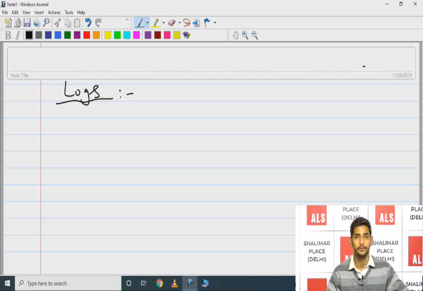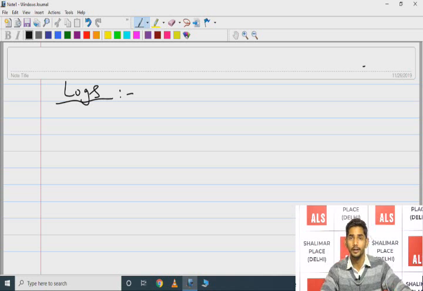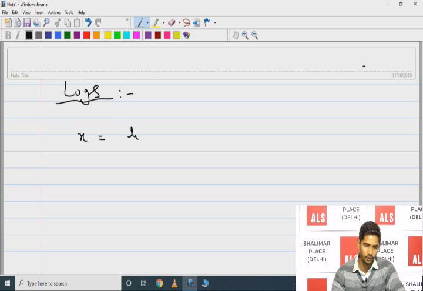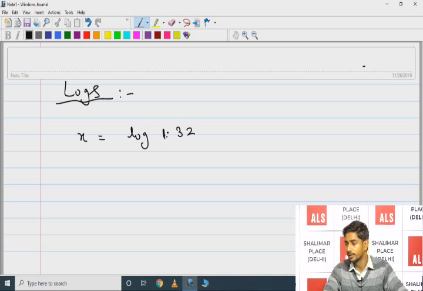Now, let's say suppose we have some prime numbers, those numbers which we cannot deal with. For that we need only the log table. So how can you check out the logs for that? For example, let's say suppose we have log 1.32. Guys, look at the screen, and please open up your log table.